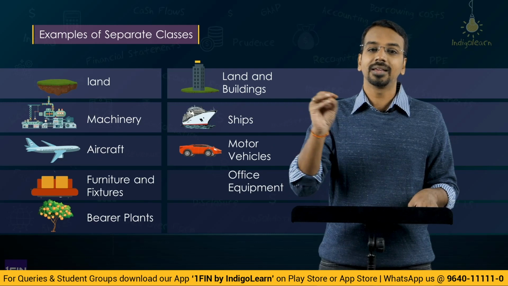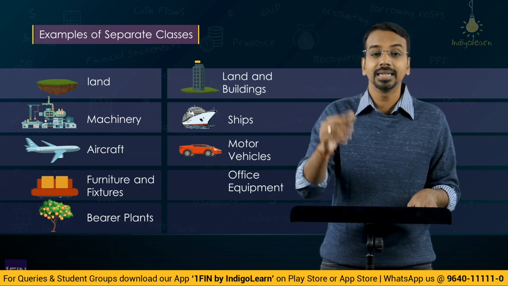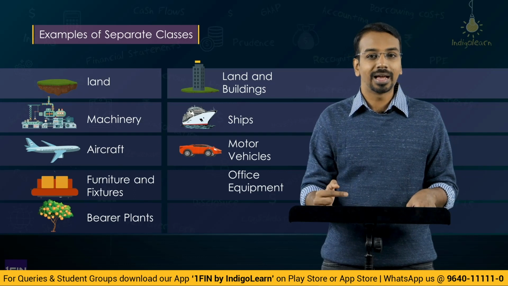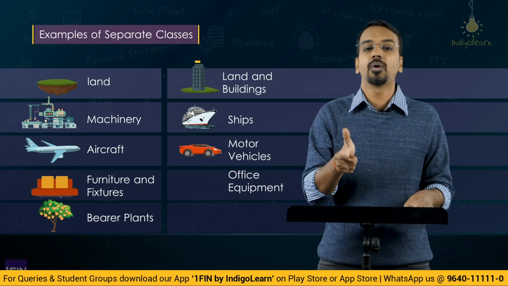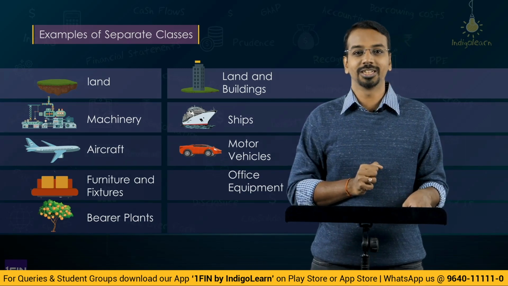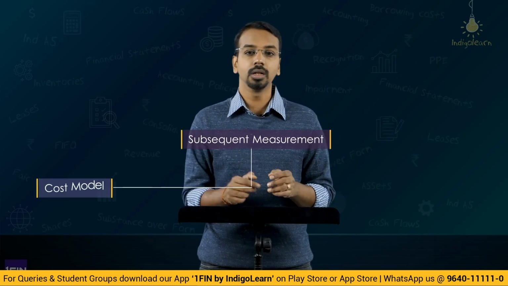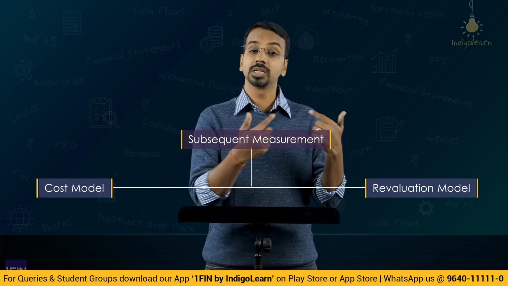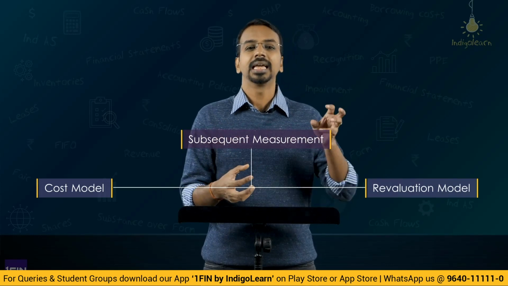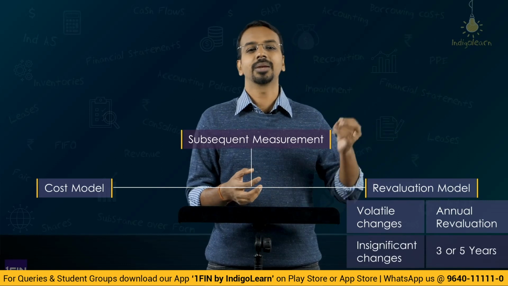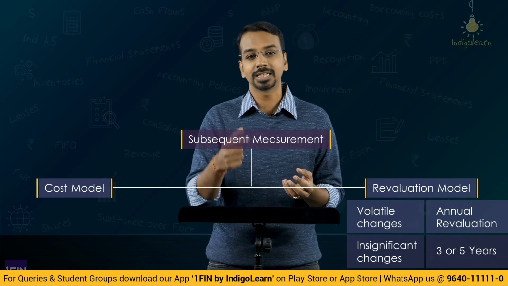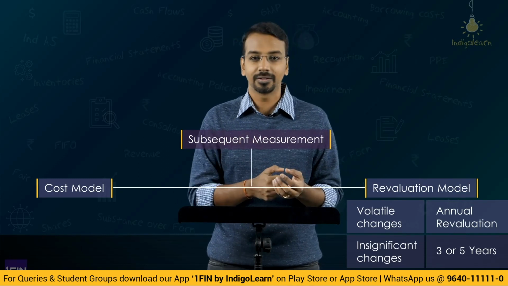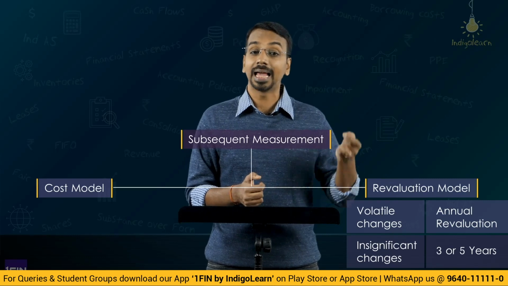Now, if you are applying the revaluation model to any one asset in a class of assets, then you have to revalue the entire class of assets. Now, why am I re-emphasizing this? Because this is one tricky point where you can get a question in the examination. So, to quickly summarize, subsequent measurement can be done using the cost model or the revaluation model. If you are using the revaluation model, what should be the frequency? If the changes to fair value are not significant, then it can be done once in 3 years or 5 years. If the changes to fair value are significant, if the asset experiences volatile changes in the fair value, then it has to be done on an annual basis.